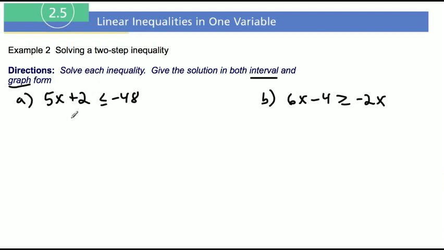So let's first subtract 2 from both sides. And so now we'll have 5x is less than or equal to negative 50. And then we're going to divide by 5 on both sides here. So we'll have x is less than or equal to negative 10.